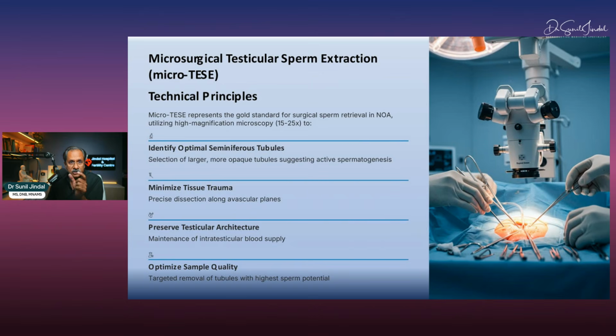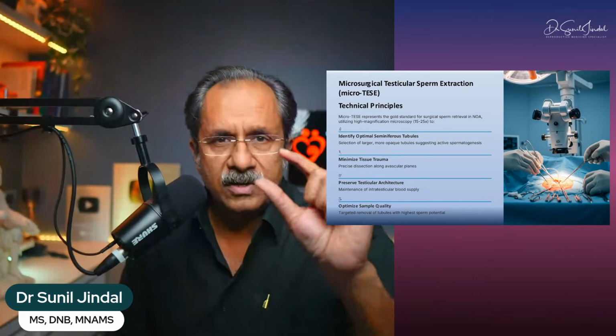When we open the testis, inside it we have to look for and take out the larger tubules, opaque tubules, good tubules. When we do this, we have minimized tissue trauma because we take out very little tissue. When we take out very little tissue, we preserve the testicular architecture because we preserve the blood supply and we optimize the sample quality. What happens is we normally take out very small bits of seminiferous tubules from many different places.